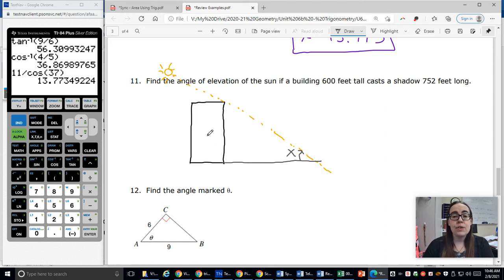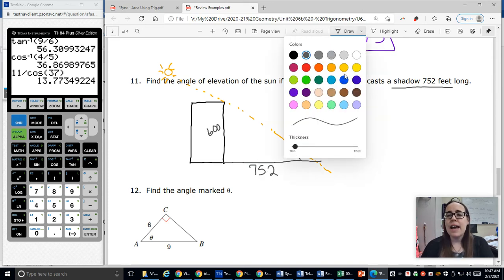My building is 600 feet tall, so we generally get that number in the right place, but the shadow, 752 feet, we tend to put that in the wrong place. That shadow that's 752 feet long, a lot of people put it along the hypotenuse, but think about when you go outside in the sun, where your shadow is. Your shadow comes out of your feet and it's on the ground. It doesn't come out of your head and go at a diagonal. Anytime you see a shadow, it's on the ground.